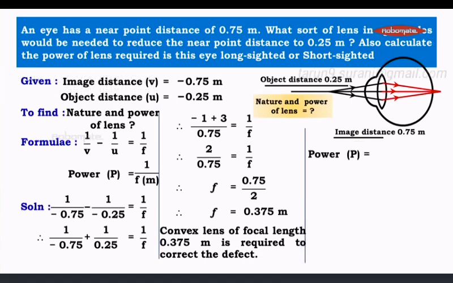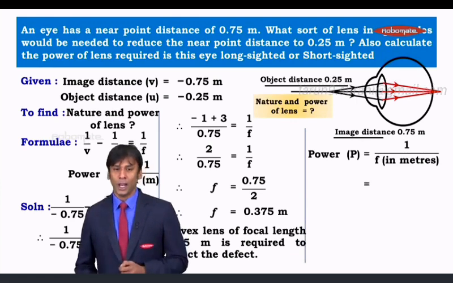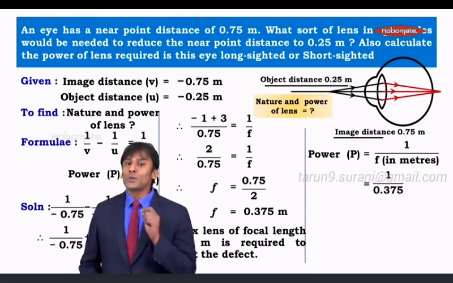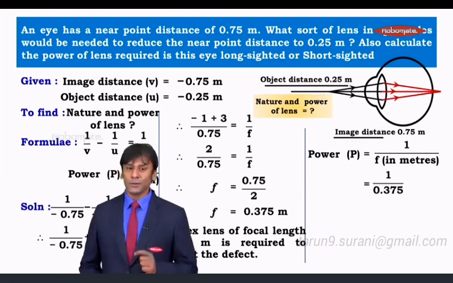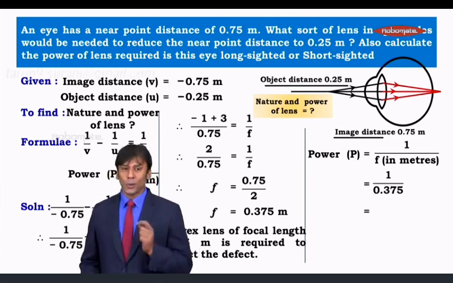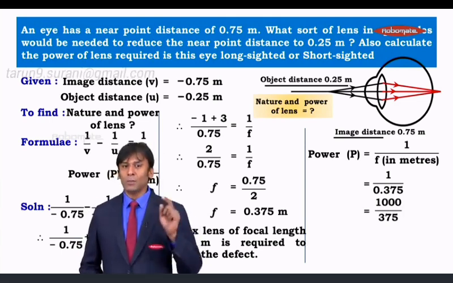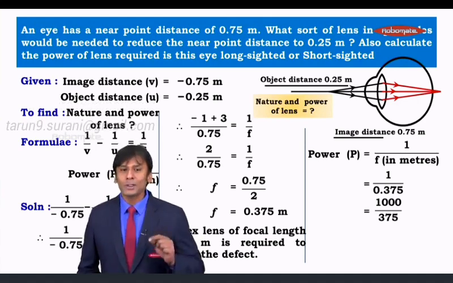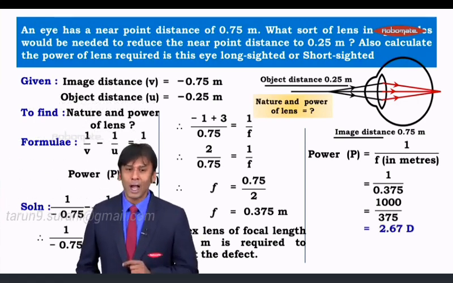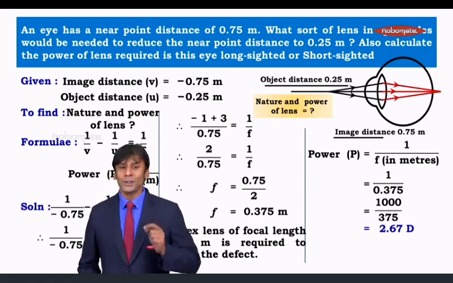Now let's go to the second part and find the power. The power P is equal to 1 upon f, and we have found the focal length. The focal length is 0.375, so P is 1 upon 0.375. So 1 upon 0.375 is nothing but multiplying and dividing by 1000. I get 1000 upon 375, and therefore the answer is 2.67 diopter.